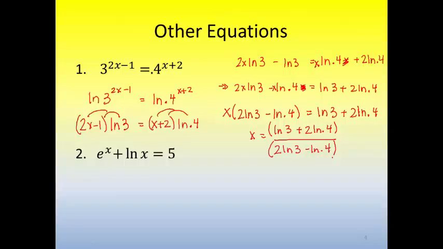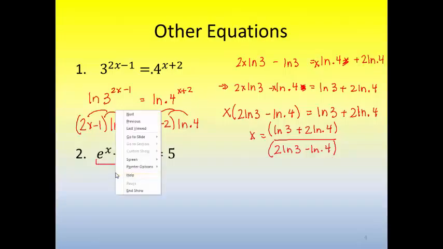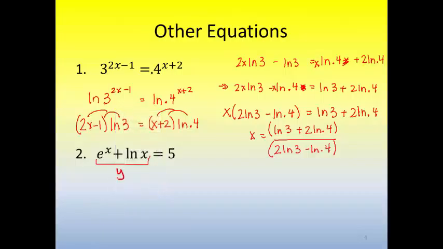All right, the last example definitely requires technology, so I want you to grab your graphing calculator. And I want you to go into the y equals, and I want you to put this side as y1 and this side as y2. So in your graphing calculator on the y equals, you're going to type in e to the power of x. Remember that button is over by the 7, and you have to press the second key. So e to the power of x plus the natural log of x. Just that. Then in y2, I want you to put a 5.